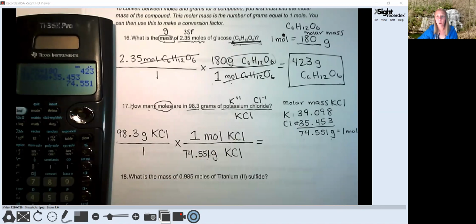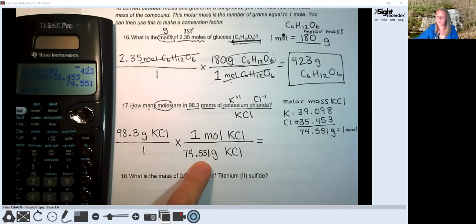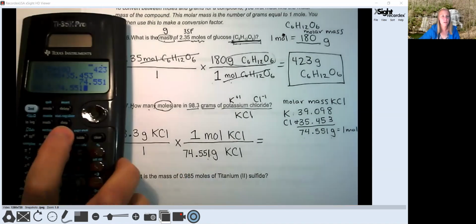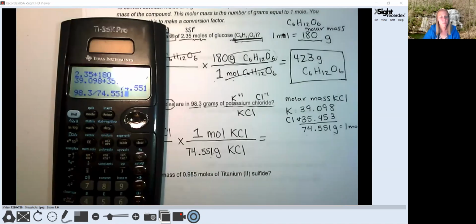All right, so I have my whole problem set up. Any questions so far? No. Okay. So now we just need to put the rest of this into our calculator. So this time I have 98.3 times 1 divided by 74.551. I know that 98.3 times 1 is still going to be 98.3, so I'll skip putting that in my calculator and I'll just put 98.3 divided by 74.551. So 98.3 divided by 74.551 gave me 1.3185.